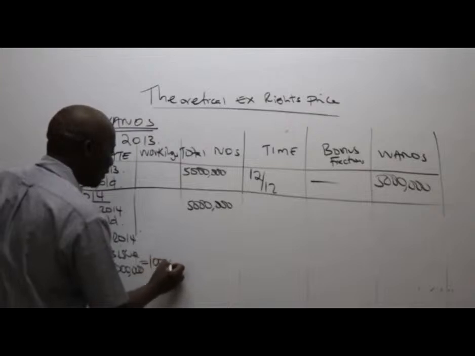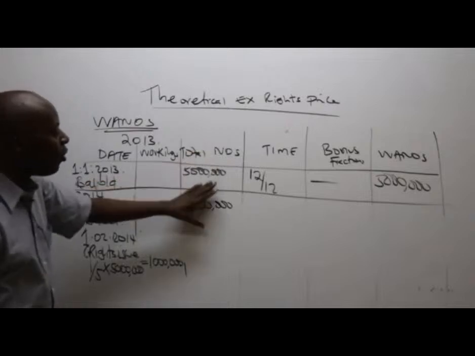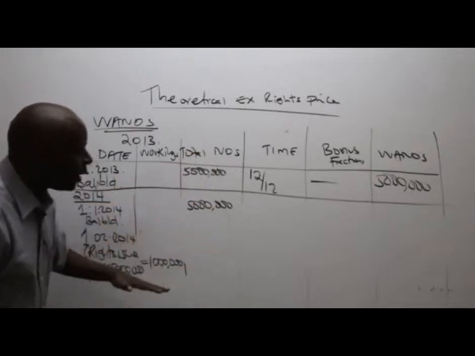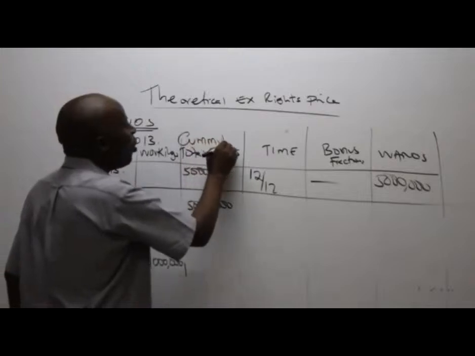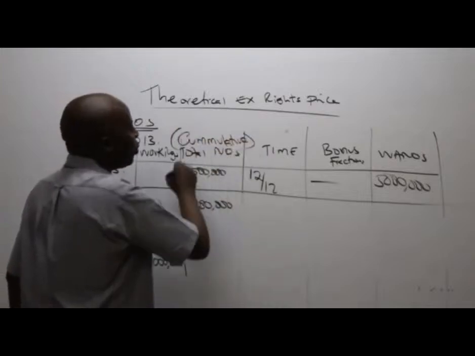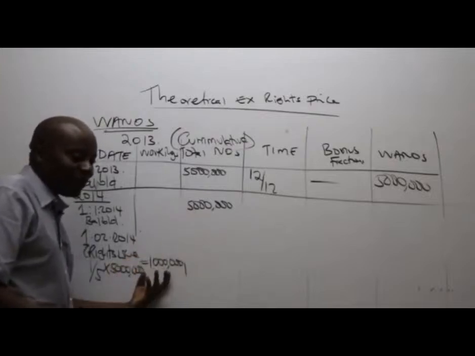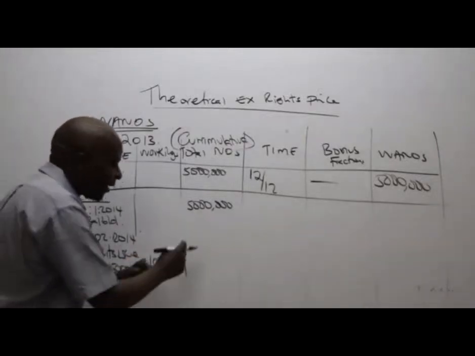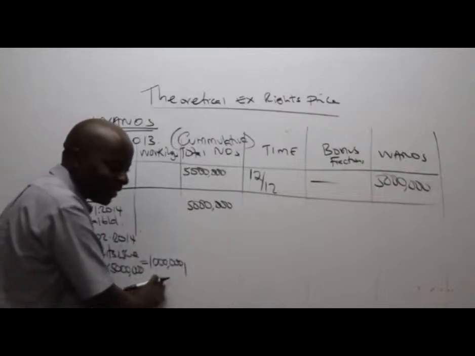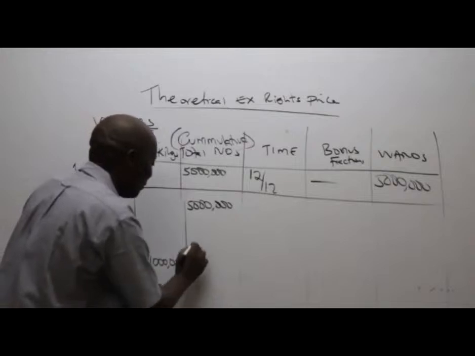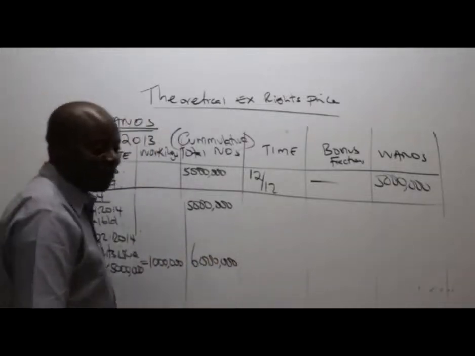But I appreciate what that student is trying to tell me. The student is trying to tell me that this column here normally takes the total, the cumulative. So 5 million plus a million gives me how many shares in total? 6 million. Thank you very much. 6 million.